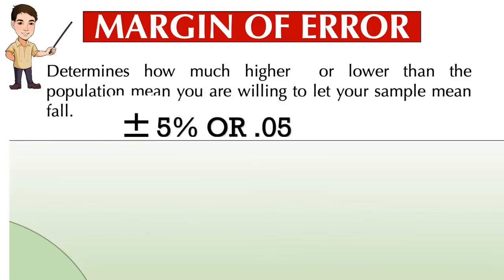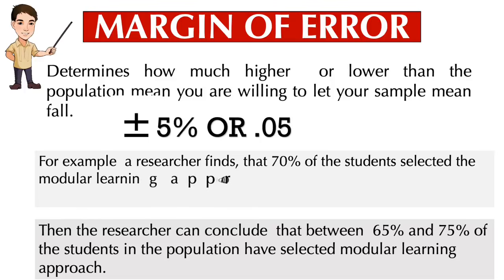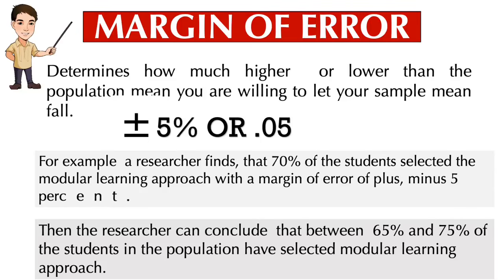Example, plus or minus 5%. For example, a researcher finds that 70% of the students selected the modular learning approach with a margin of error of plus or minus 5%. Then the researcher can conclude that between 65% and 75% of the students in the population have selected modular learning approach.